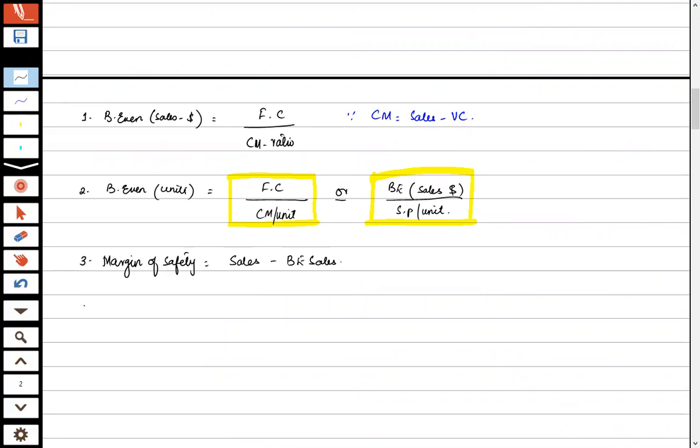And similarly, next would be margin of safety ratio. Margin of safety ratio would be margin of safety in dollar divided by actual sales that were reported, multiplied by 100. That is the margin of safety ratio.